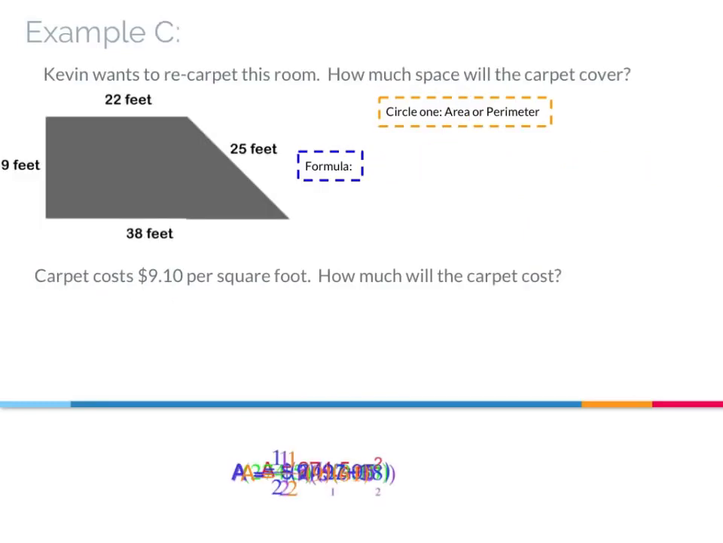This third example says that Kevin wants to recarpet this room. How much space will the carpet cover? Also, the carpet costs $9.10 per square foot. How much will the carpet cost?